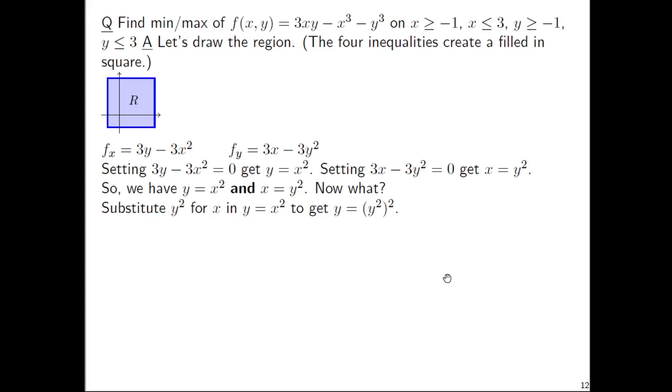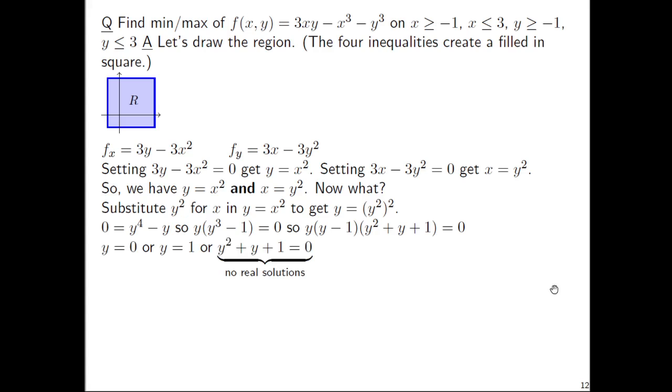So how about we substitute y^2 whenever we see an x in y = x^2, and you get y equals, there's an x to replace with y^2, then there's still a square. So you get y = y^4, right? So y^4 - y = 0, you can factor out a y, and then it's a little more work to factor the difference of perfect cubes, but ultimately you get y times (y - 1) times (y^2 + y + 1) = 0.